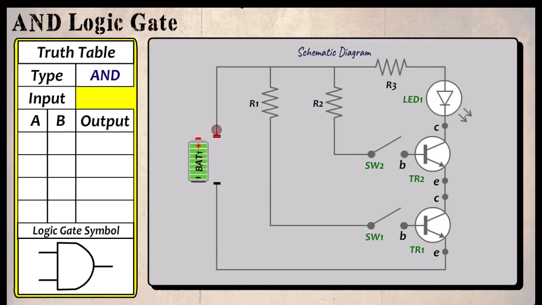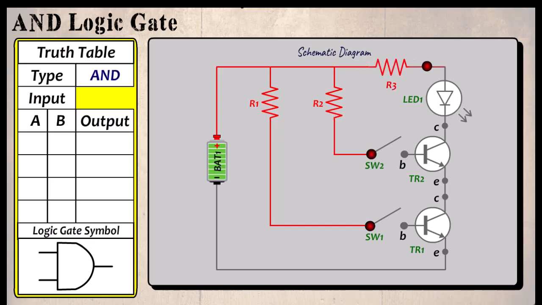When the battery is connected, current flows through R1 to SW1. Since the switch is off, the transistor remains off or non-conductive. It also travels through R2 to SW2, and again this switch is off, so this transistor remains off.